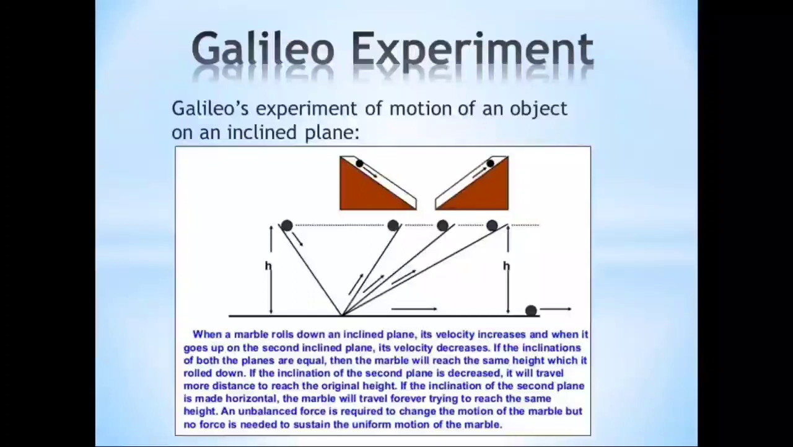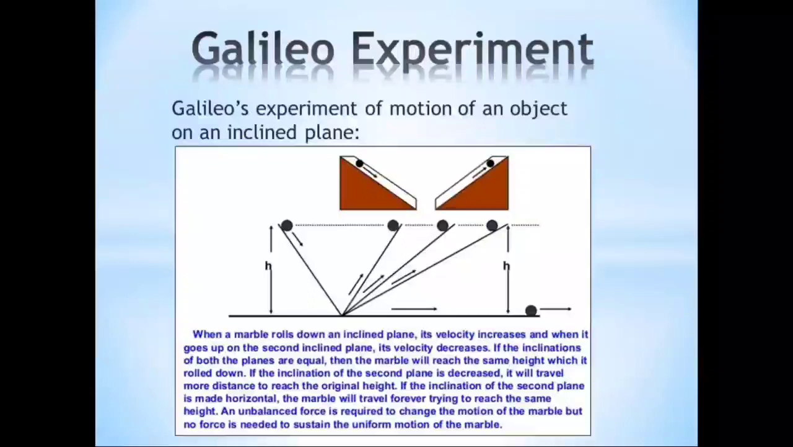He also said that the velocity of the marble increases when it comes down and decreases when it climbs up. Galileo said that when the marble is released from the left, it would roll down the slope and go on the opposite side to the same height from where it was released. If we take the inclination of both planes equal, then it will climb up the same distance that it covered while rolling down.